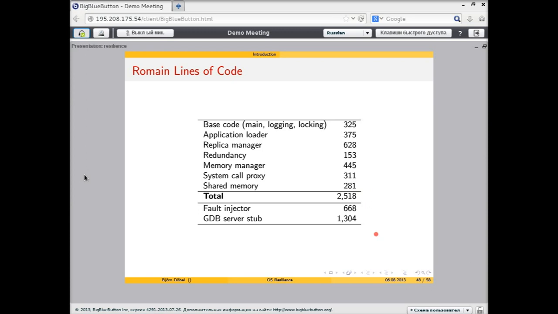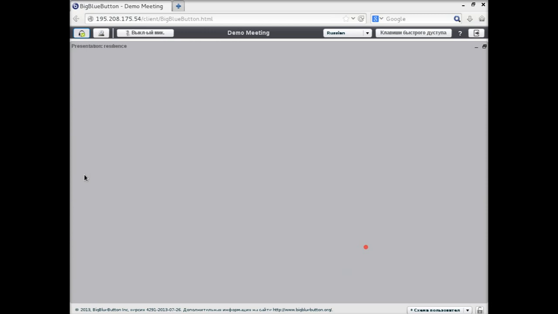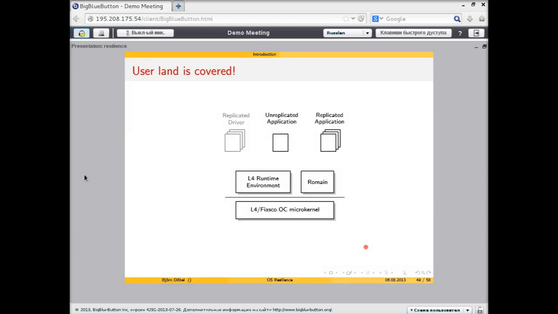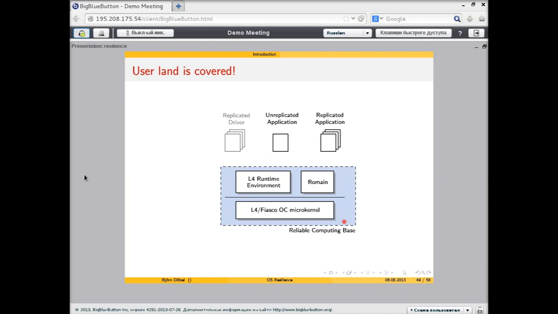Okay, so now the good news is that using Romain for replicating applications, we cover the whole user land, and all user level applications, including device drivers and file system stacks, are now protected against hardware errors. However, I said before that we still have this reliable computing base down here, like the microkernel, the replication service, and the L4 runtime environment. And these services are not yet protected against hardware errors. So if a hardware error occurs while running inside these components, the system will still fail and we might not notice that. So what can we now do about minimizing this reliable computing base?